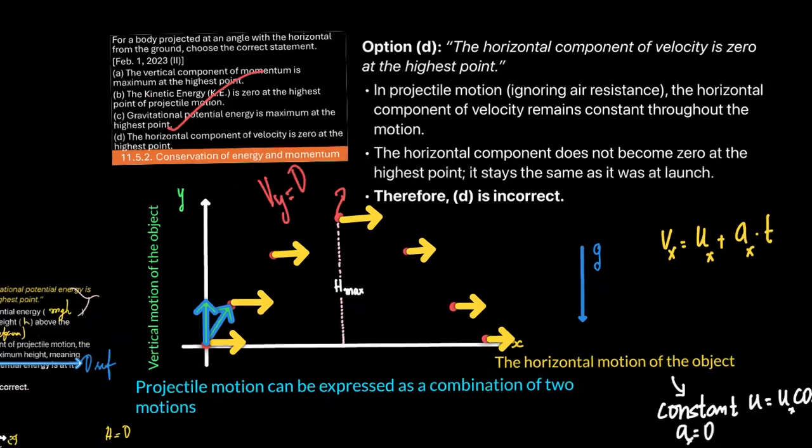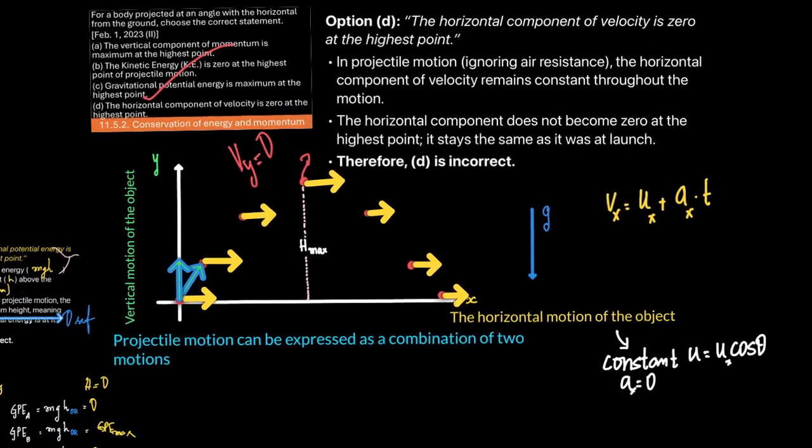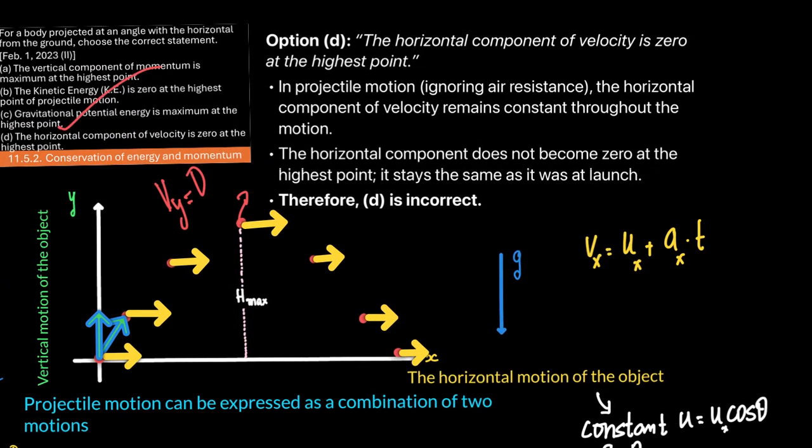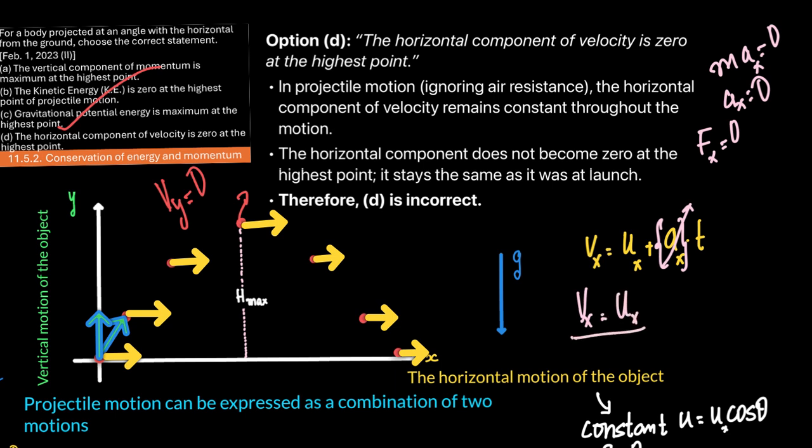Okay, so let me just take one more second to explain this one. Since there is no force along the x direction, right? Since there is no force in the horizontal direction, mass into acceleration in the horizontal direction would be equal to 0, or in other words, acceleration in the horizontal direction would be equal to 0. And since ax is equal to 0, what is vx equal to? Vx will be equal to ux, which means the final velocity will be equal to initial velocity throughout this projectile motion.